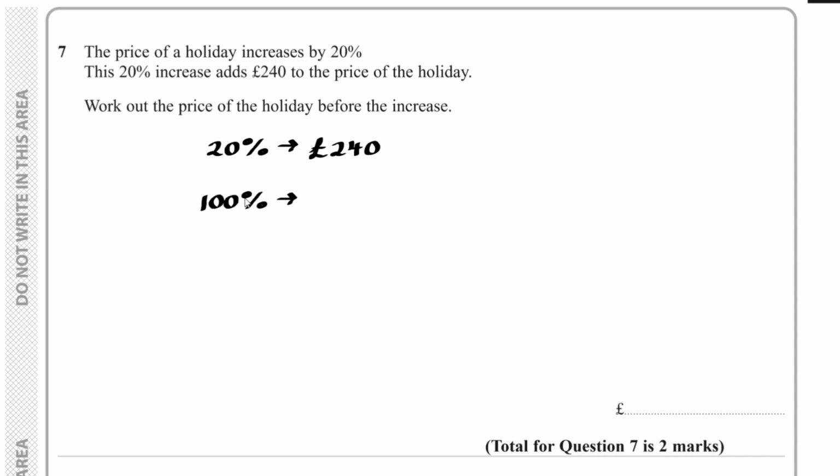We want to work out the price of the holiday before the increase. That corresponds to 100%. Now from 20% to 100%, we multiply by 5, so we also have to multiply the £240 by 5, and in doing so, we end up with 1,200. So the price of the holiday before the increase is £1,200.